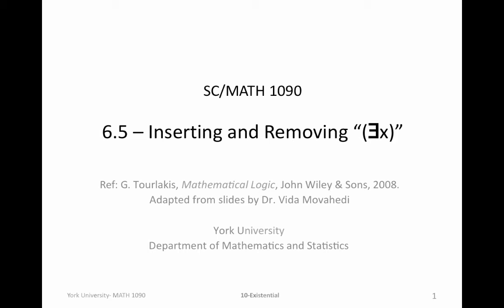Now we're going to look at section 6.5, inserting and removing the existential quantifier. So, as we saw last class, we use weak generalization and the specialization rule to insert and remove the universal quantifier. So now we're going to look at the dual of those two processes.